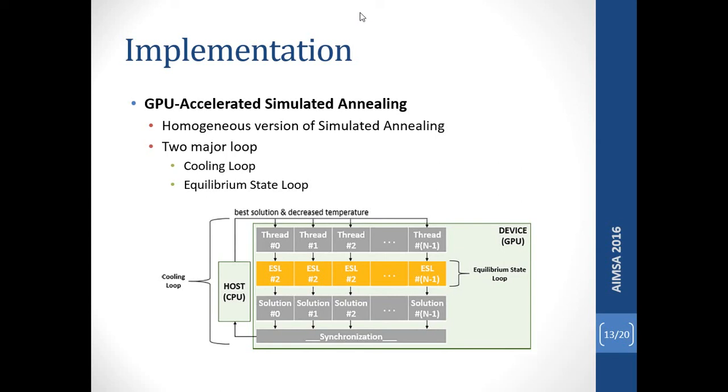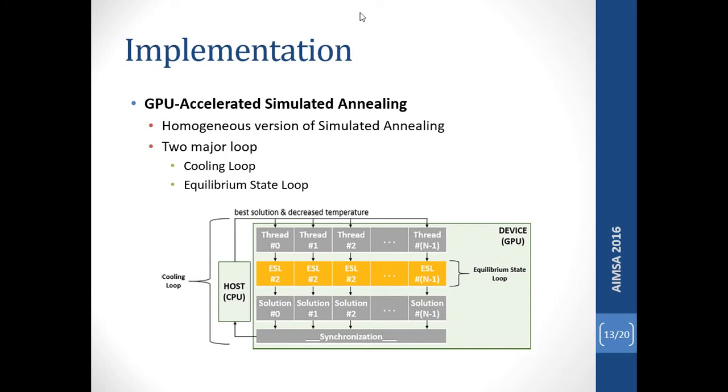So the cooling loop, as being the outer loop of the algorithm, is controlled by the host using a static geometric cooling schedule. In each iteration, the temperature, as the main control parameter of the algorithm, is decreased by multiplying a predefined cooling factor. In addition to cooling scheduling, this loop is also responsible for selection of the best solution within the solutions found and returned by all CUDA threads.